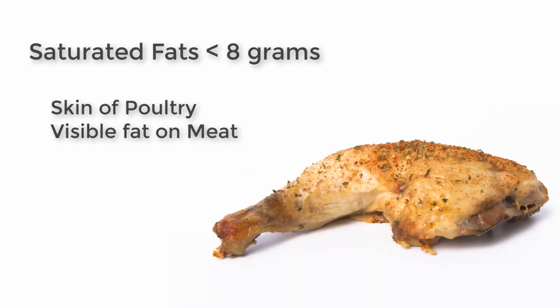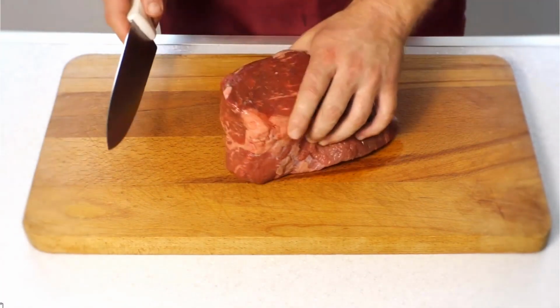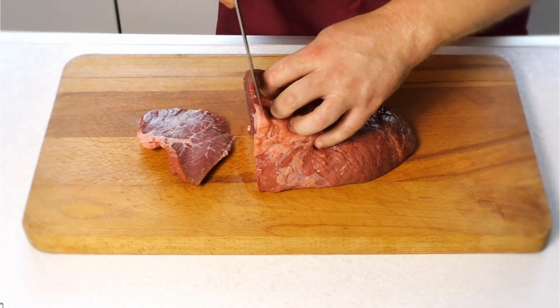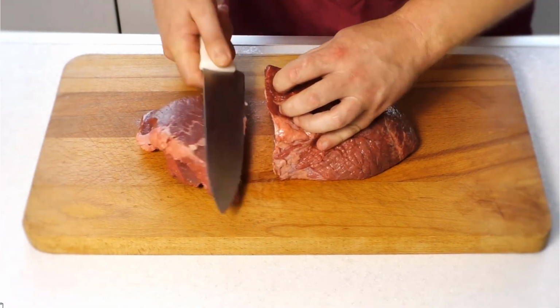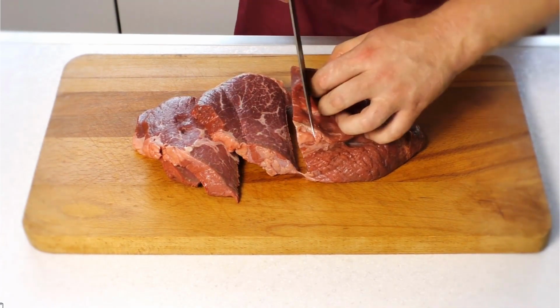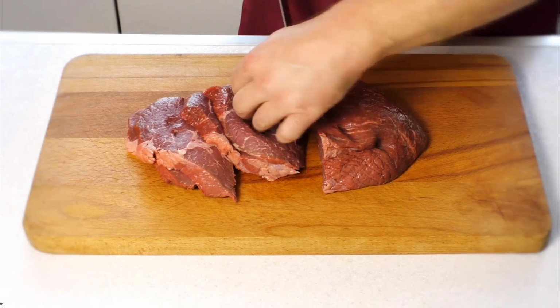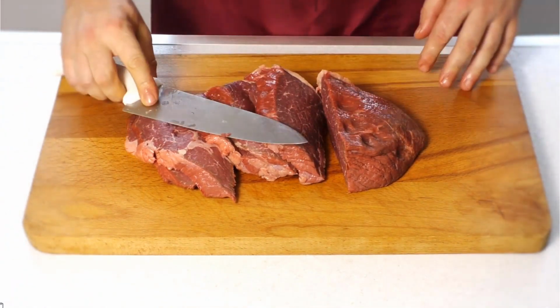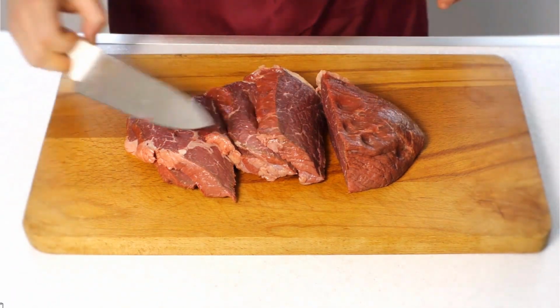Some of the known saturated fats are from the skins of meats. So the skin of chicken, for example, or turkey. All the visible fat that you can see on your meats and your red meats should be removed, because those are essentially where all the saturated fat is. There is some saturated fat hidden inside the tissue of the muscle of the animal, but the most common ones are the visible fat, so you want to completely remove them.